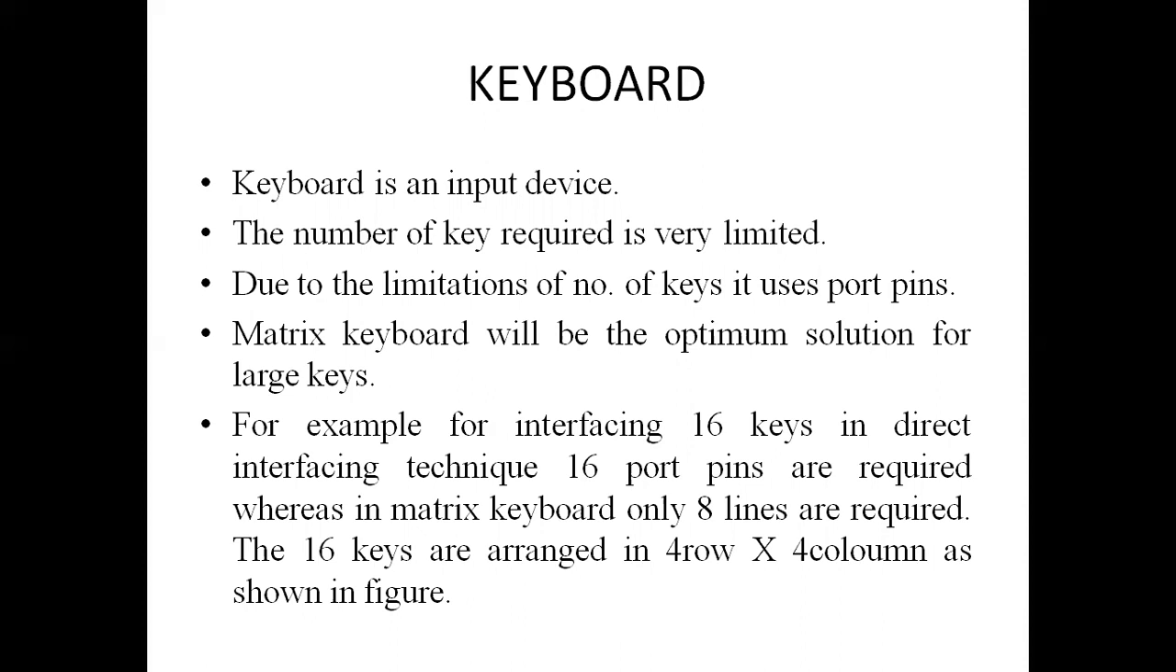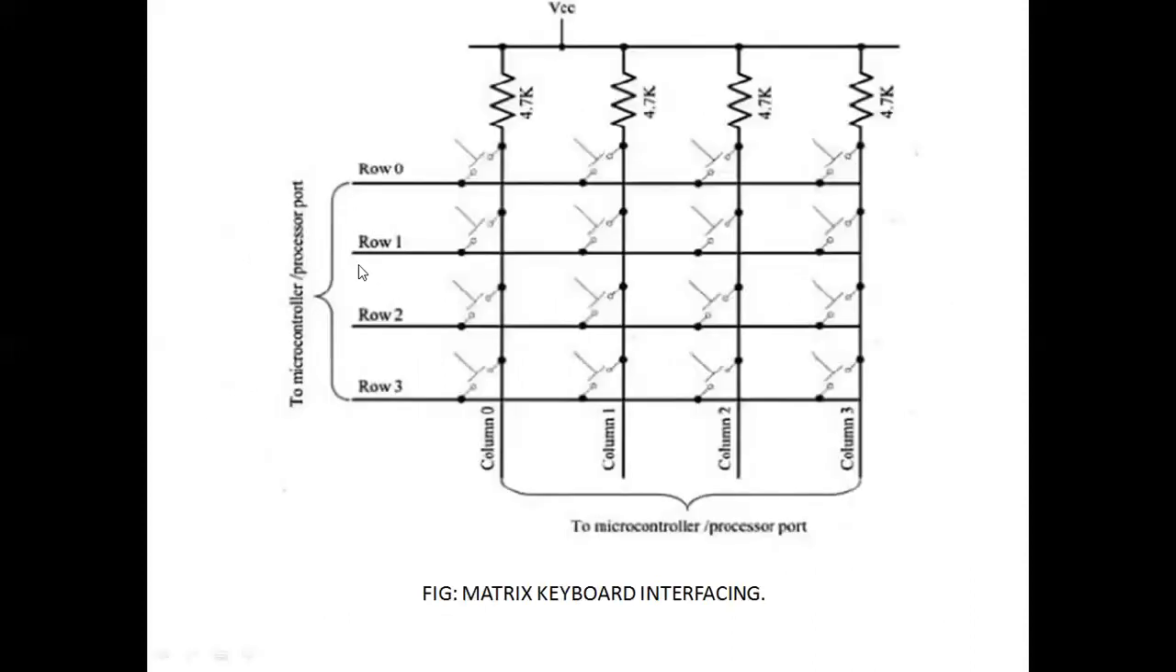For example, for interfacing 16 keys with the direct interfacing technique, it requires 16 port pins. Whereas a matrix keyboard uses only 8 lines, that is 4 rows and 4 columns, which makes 16 keys, as shown in this figure. So there will be 4 rows and 4 columns, which make the 16 keys. This is all about the sensors and actuators.